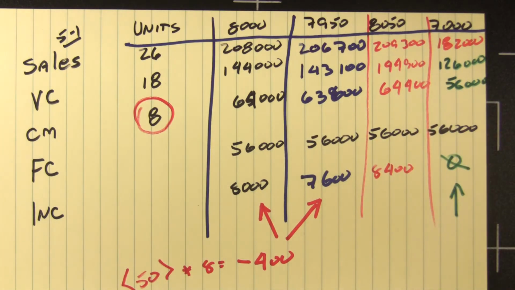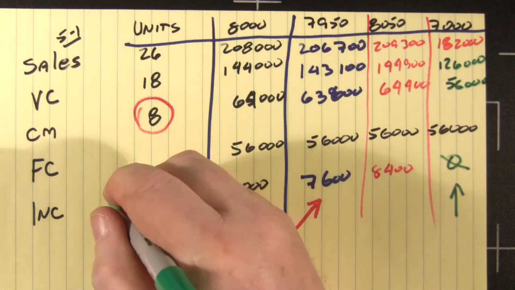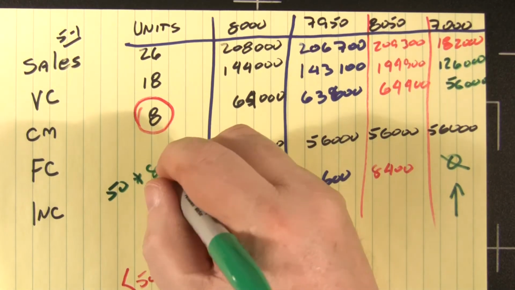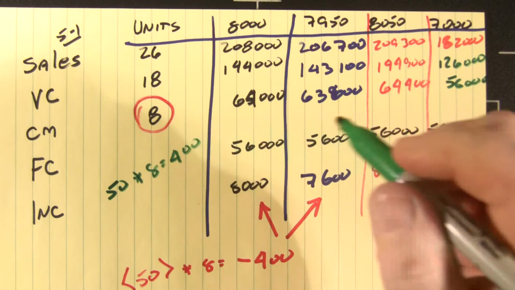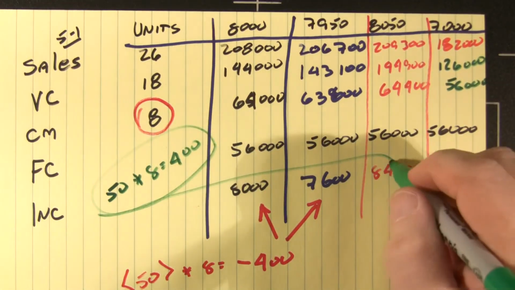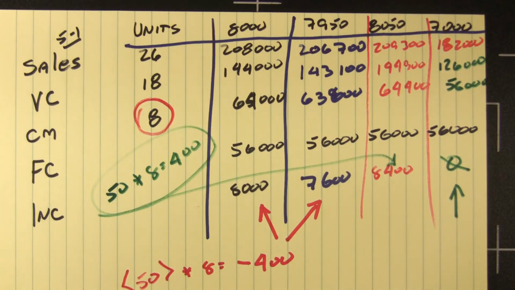In this one, we went up 50 units. So that's 50 units times the contribution margin. That's plus 400. So by applying your knowledge of the contribution margin, you can quickly determine the change in the income based on the change of output.